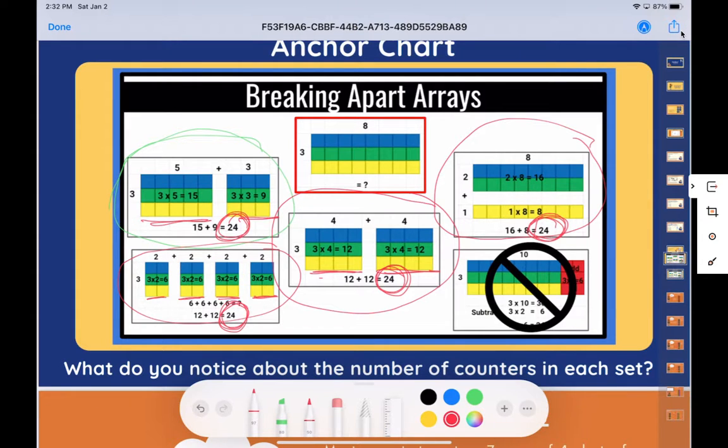The distributive property teaches us that no matter how we break apart our array, when we put it back together, the number of counters that we have will remain the same.